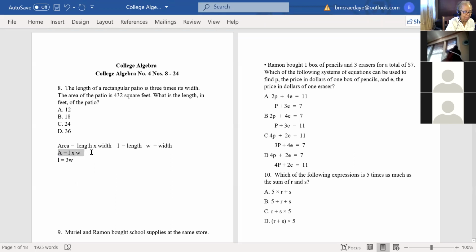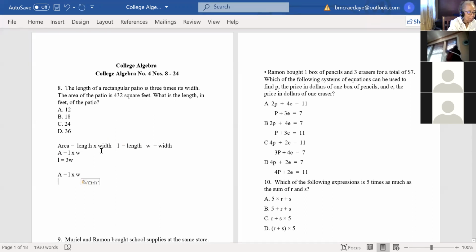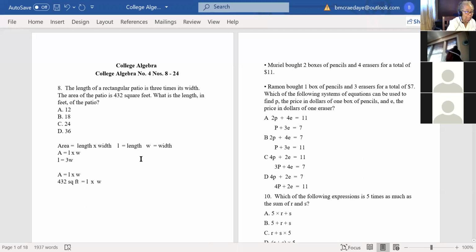Now, let's take this equation and copy it. What is the area, Latoya? What would I put in for the area? 432. That's right, 432 square feet. You could put feet to the second power, that's the same thing. That's equal to L times width. But we know something about L in terms of W, right? We know that L is 3W.